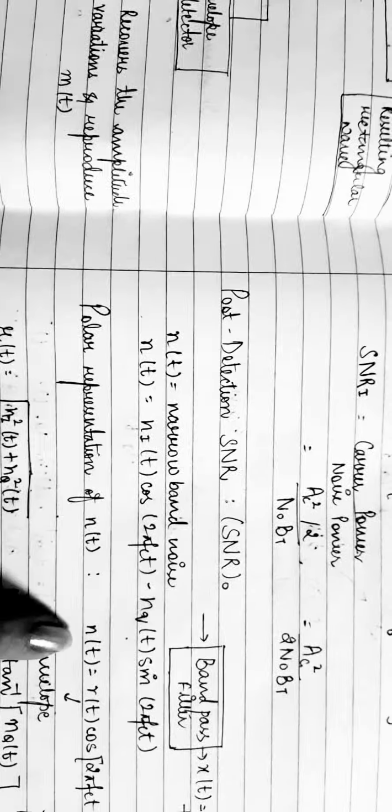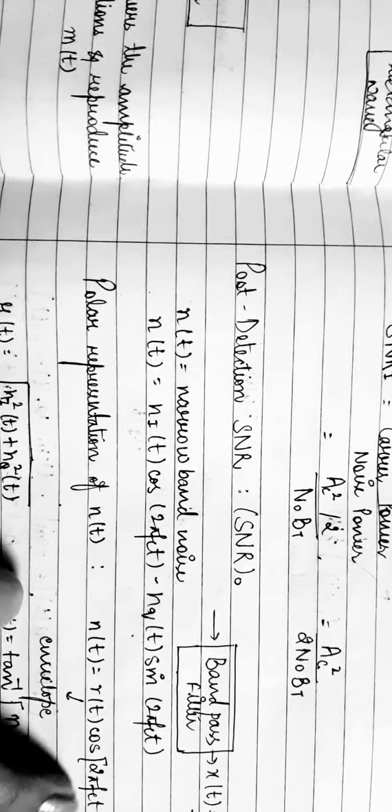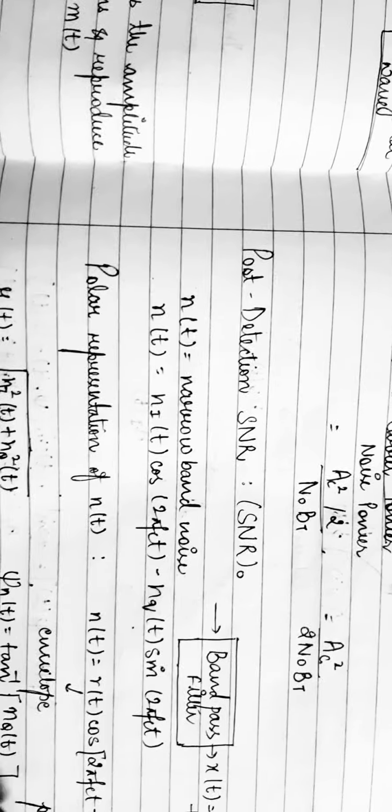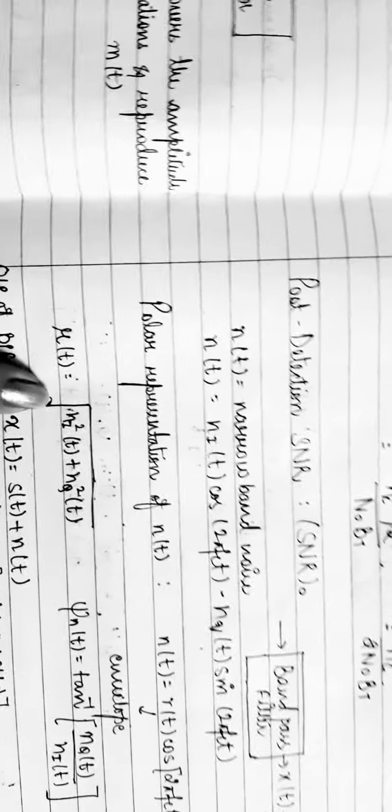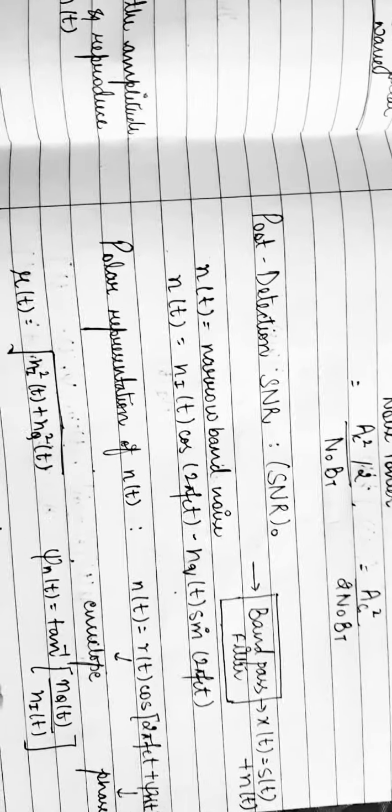Now if we represent this equation in the polar form, then n(t) is equal to r(t) cos(2πfct + φn(t)), where r(t) is your envelope and φn(t) is the phase. Now we know that r(t) is equal to the square root of ni²(t) + nq²(t), and φn(t) is equal to tan inverse of nq(t) and ni(t).